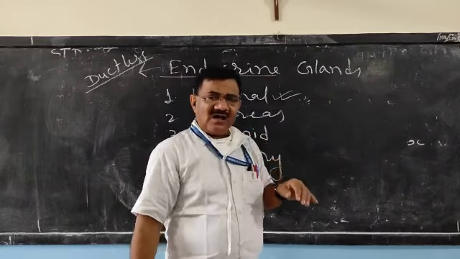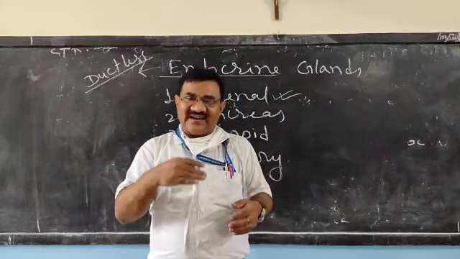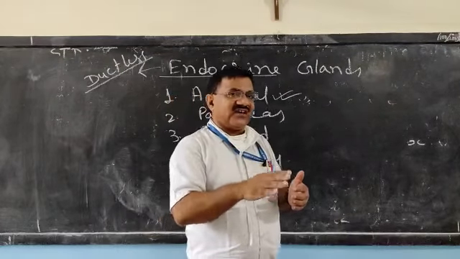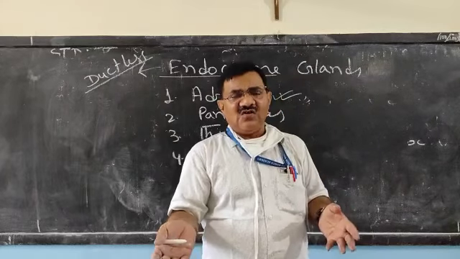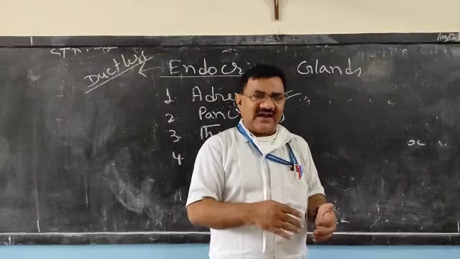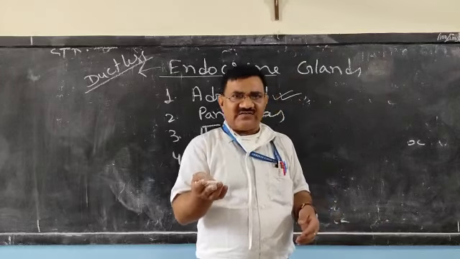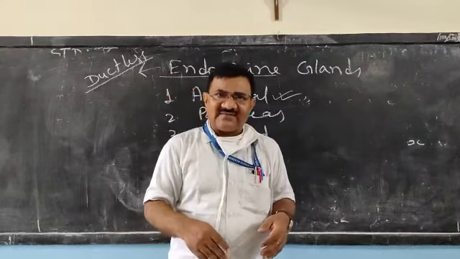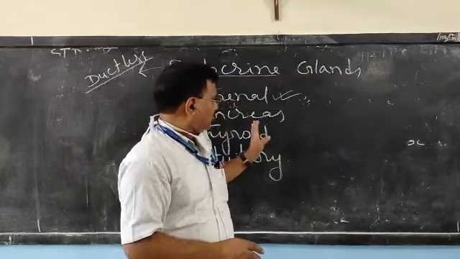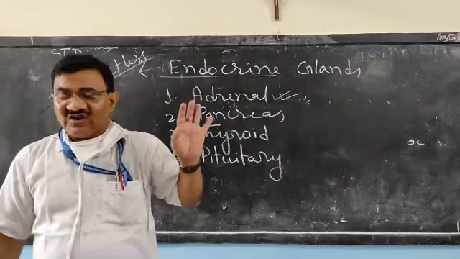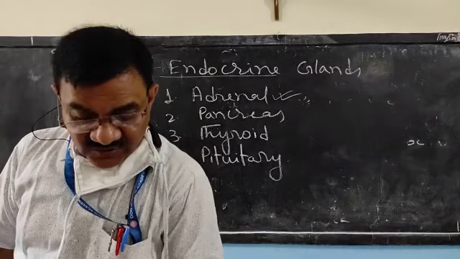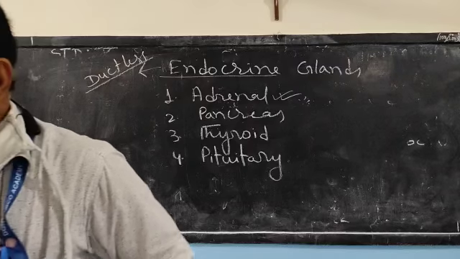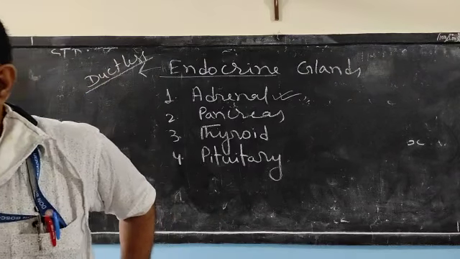The other is the beta cell, which secretes insulin. Due to under secretion of insulin, the disease called diabetes mellitus takes place, and due to over secretion, insulin shock occurs. About the delta cell, somatostatin is not included in the syllabus. The location of the pancreas is important: it is located just below the stomach and beside the liver.